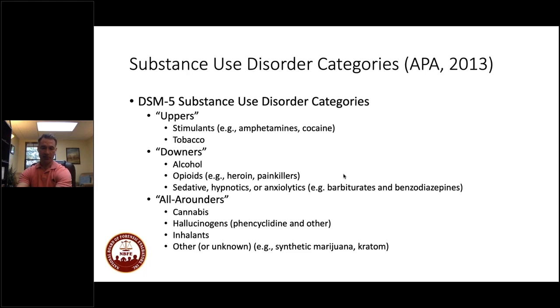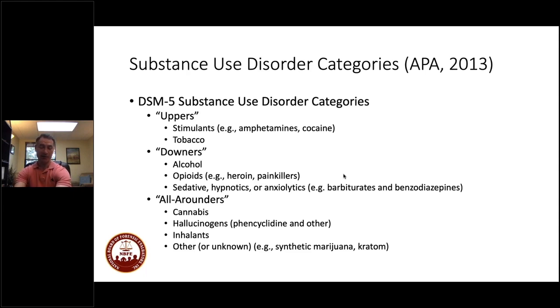The second category is downers, your central nervous system depressants. They include, in the DSM-5, the categories alcohol, opioids, and sedative hypnotics or anxiolytics. And then there are all-arounders, which is your miscellaneous other category, because it can include substances like cannabis, which are combinations. Cannabis is an upper because it increases heart rate. It's a downer because it slows central nervous system functioning, but it's also a mild hallucinogen because it distorts perception in space. Hallucinogens is another category for all-arounders, inhalants, and then your other or unknown category for substances that we don't have an official category for yet in the DSM, like synthetic marijuana.